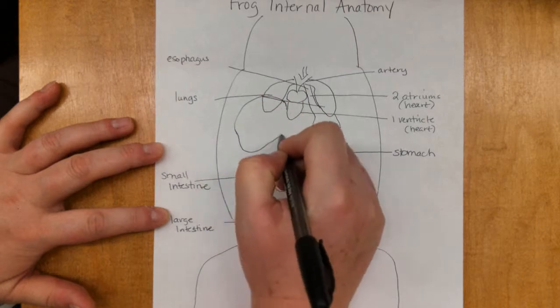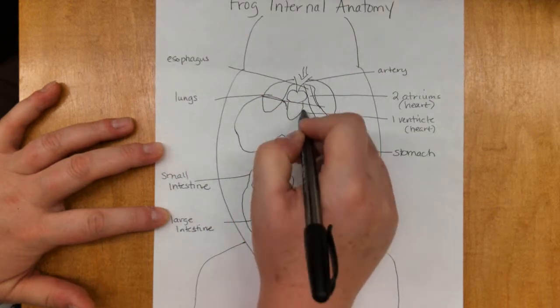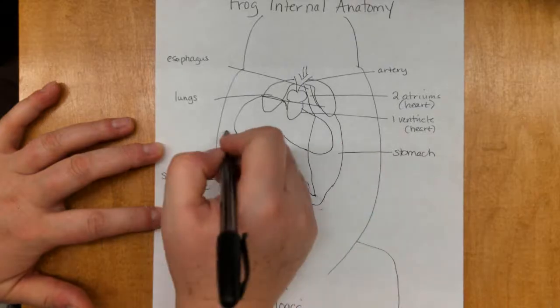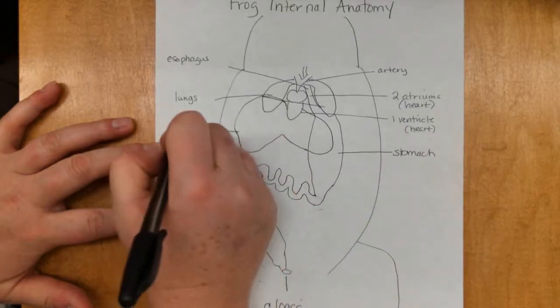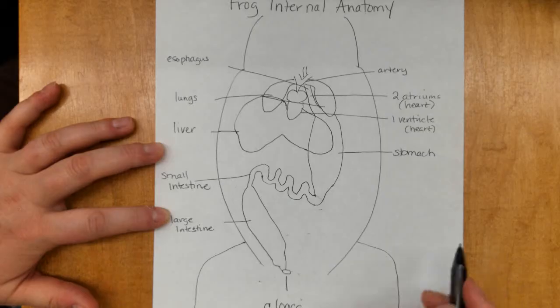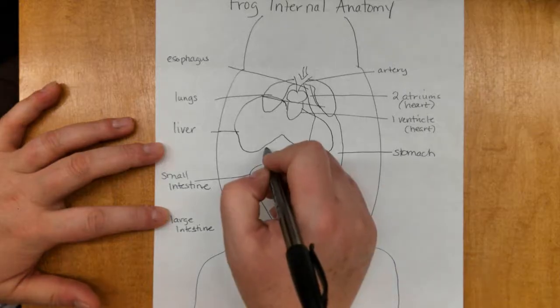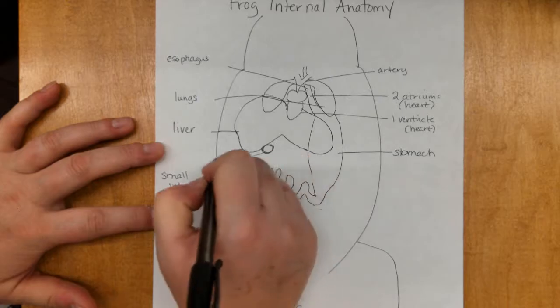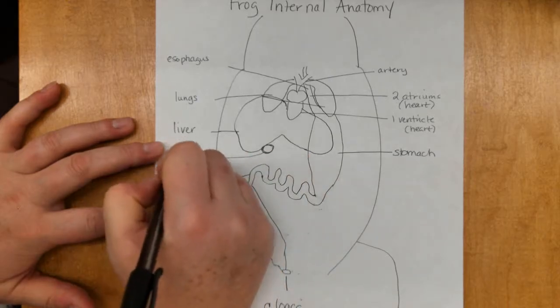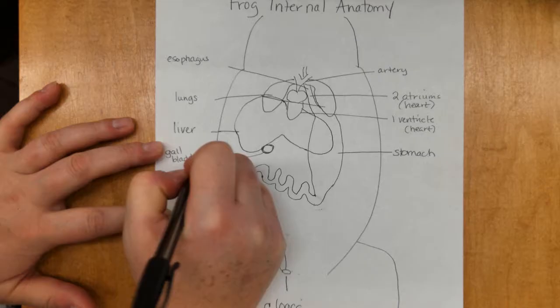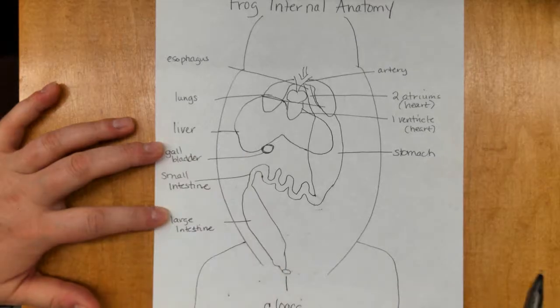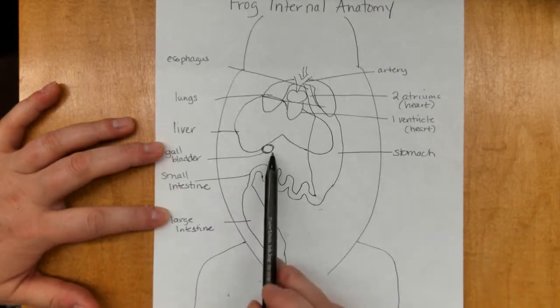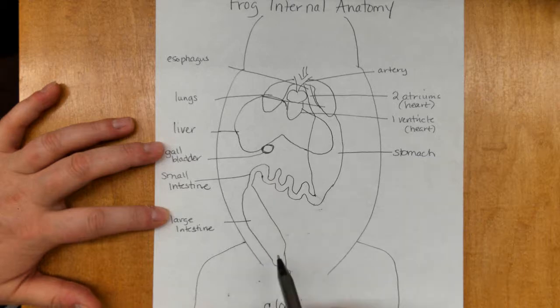Here's one lobe of the liver, and here is another lobe of the liver. So this is the liver. And the liver is responsible for filtering blood and adding enzymes to aid in digestion. You will also find underneath the liver, there'll be this little green ball, and it's the gallbladder. And the gallbladder does the same thing that our gallbladder does. It, again, aids in digestion.